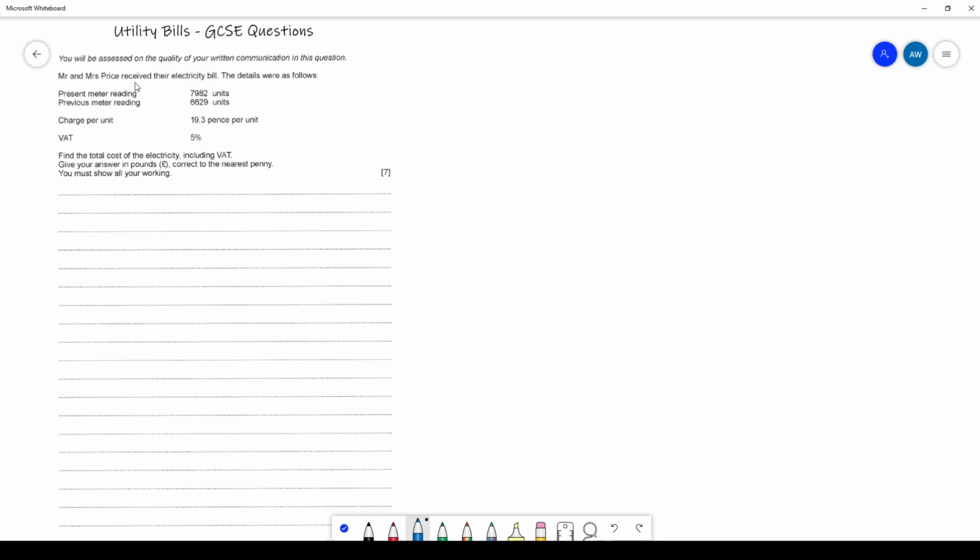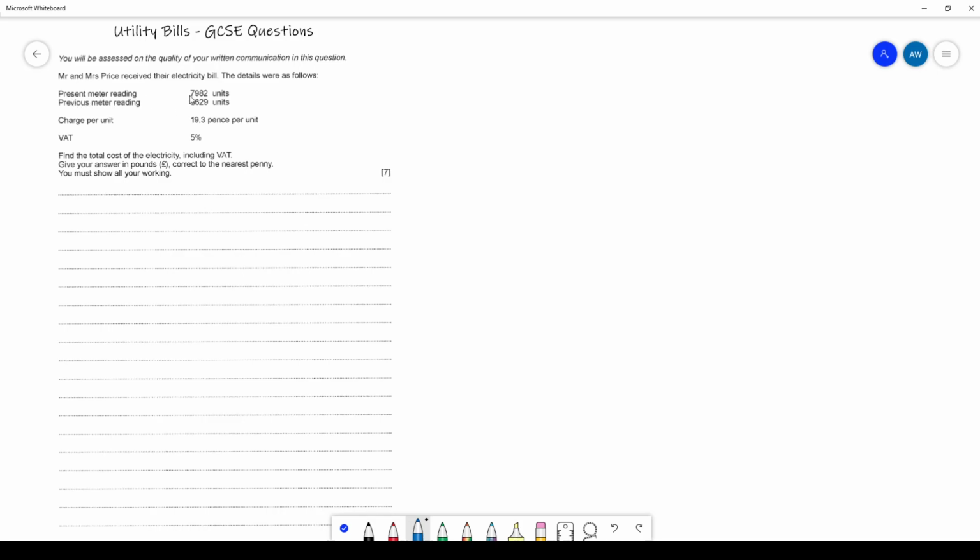So Mr. and Mrs. Price, they received an electricity bill, and here's the details below. Present meter reading 7,982 units, previous meter reading 6,629 units. Okay, a meter is something that is in all houses, outside or inside the house, and used to track how much electricity, gas, water we use throughout the year.